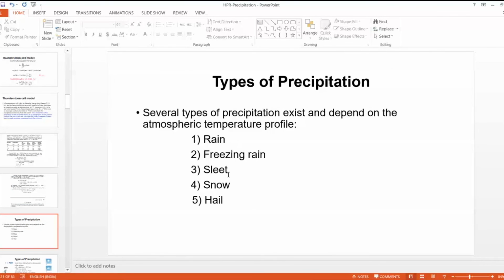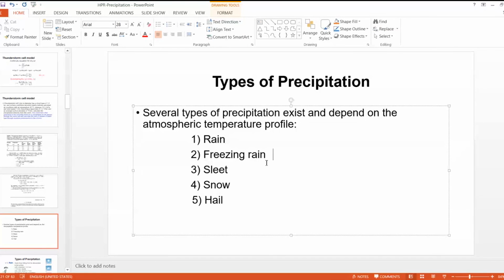So there are five types of rainfall: rain, freezing rain, sleet, snow, and hail. Rain consists of water droplets of size more than 1 mm up to 5 mm.